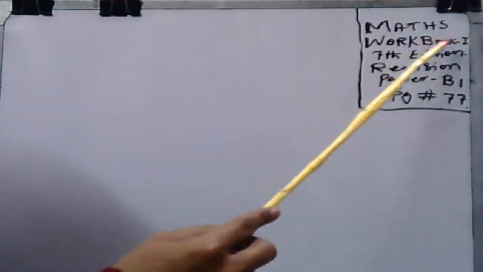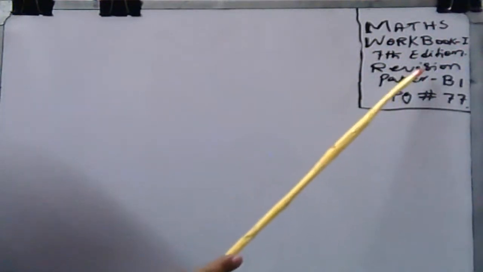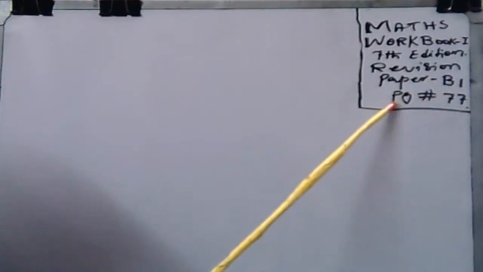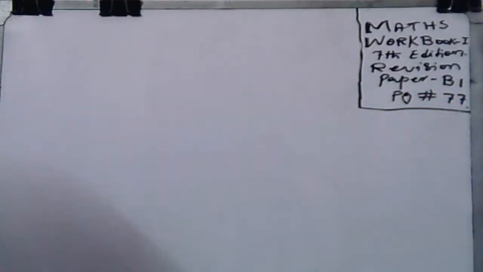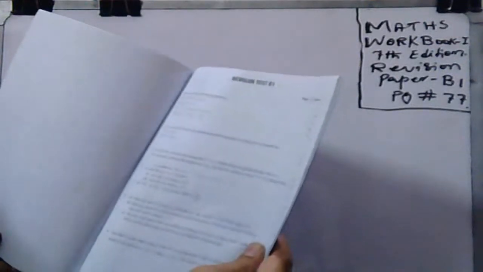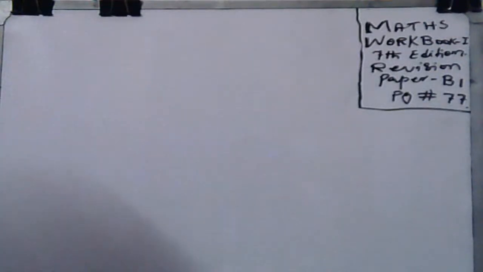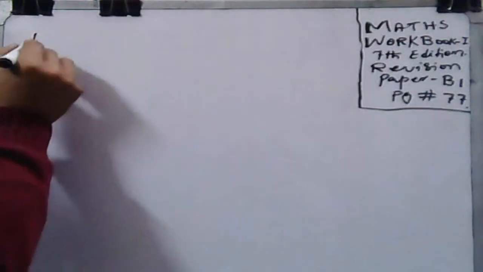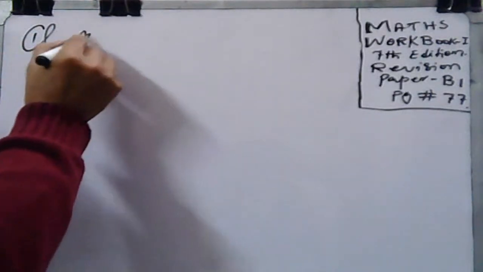Today we will discuss New Syllabus Mathematics Workbook 1, 7th edition, Revision Paper B1, which is on page number 77. So you can see here Paper B1. Solve question number 1. Solve each of the following equations. Question number 1, part A.